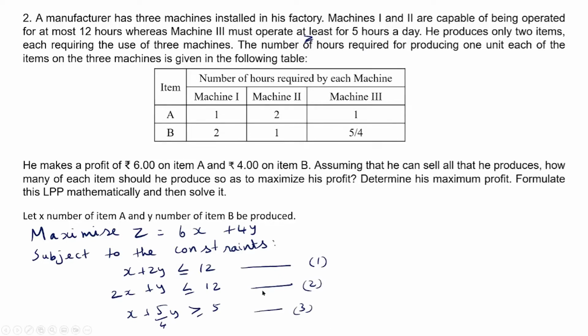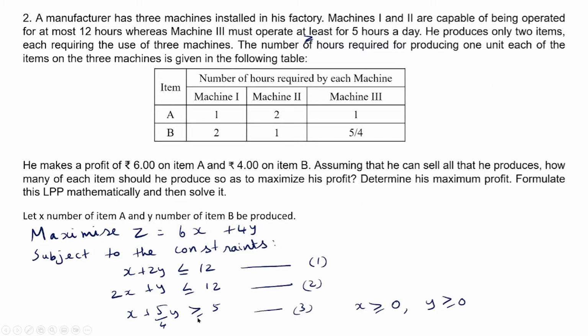The fourth constraint is called the non-negative constraints. That is, the manufacturer cannot produce negative number of x and y. So we have x greater than or equal to 0 and y greater than or equal to 0. These constraints are called the non-negative constraints. So this is the mathematical formulation of this given linear programming problem.